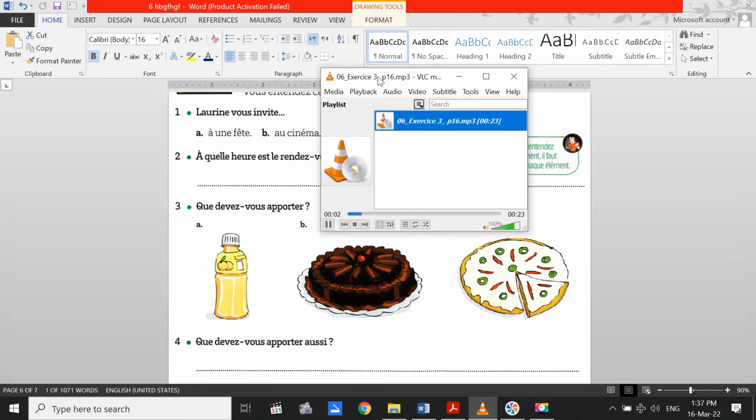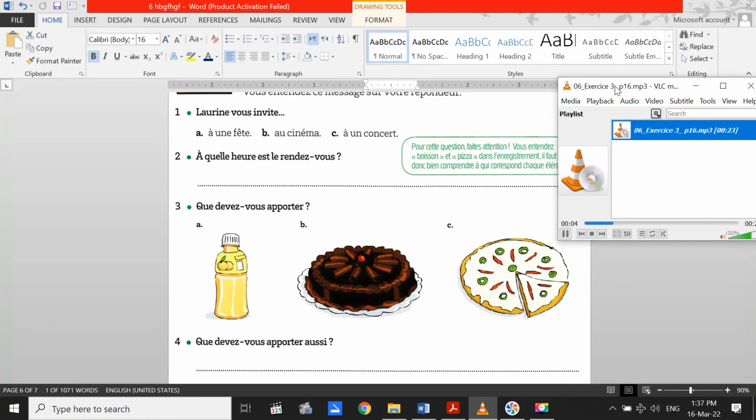Exercice 3. Coucou, c'est Laurine. Je fais une fête pour mon anniversaire vendredi soir. Mes parents vont au cinéma. La maison est libre. Ça commence à 19h. Tu peux apporter une boisson? Je vais préparer des pizzas. Ah oui, et n'oublie pas de prendre un peu de musique. À vendredi?